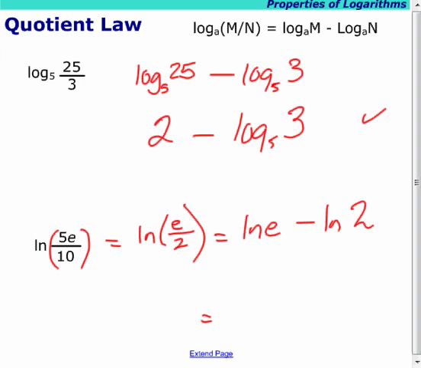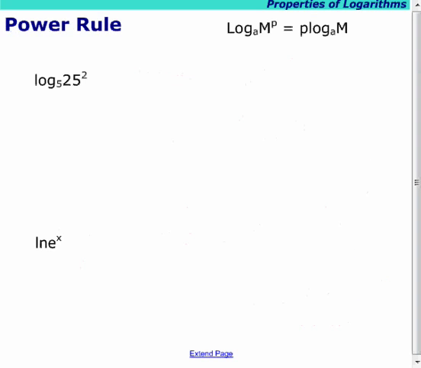Now I can apply the quotient law of logarithms, which says I ln the numerator, I ln the denominator, subtract the results. Ln base e, we've seen on the other slide in the product law that ln of e is simply 1 minus the ln of 2. So I could leave it like this or get the decimal equivalent of that because I have ln on my calculator. I just type ln 2. Okay, so that's a quotient law.